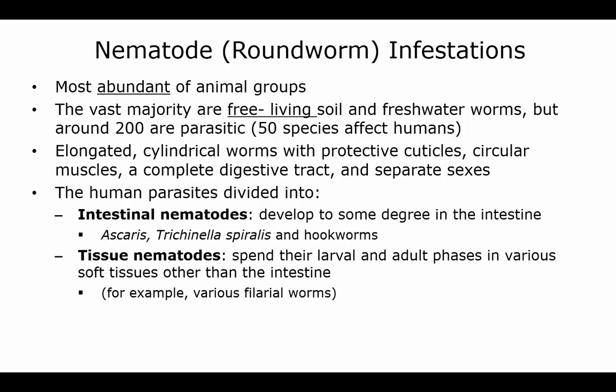Now, nematodes or roundworms are the most abundant of the animal groups, and you have more infestations of these. Most of them are free-living in the soil and in fresh water. Around 200 of these are parasitic, and 50 species infect humans. These are elongated cylindrical worms. They have protective cuticles. They have circular muscles, a complete digestive tract, and separate sexes. And we divide these into intestinal nematodes and tissue nematodes.